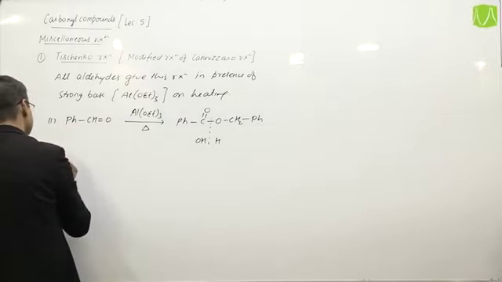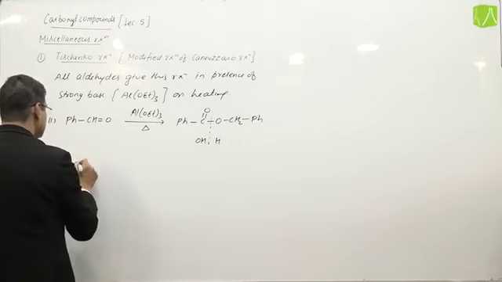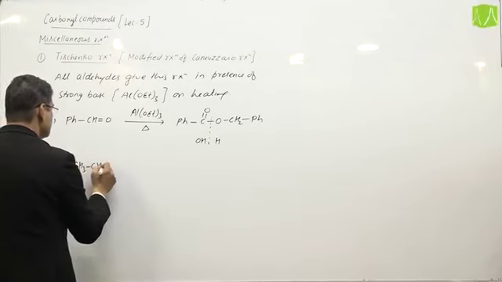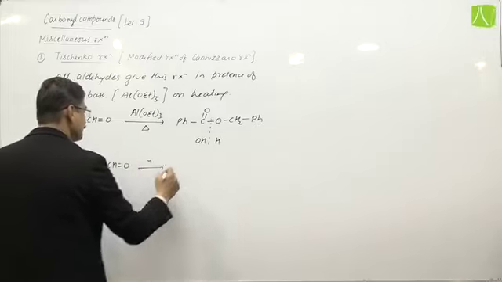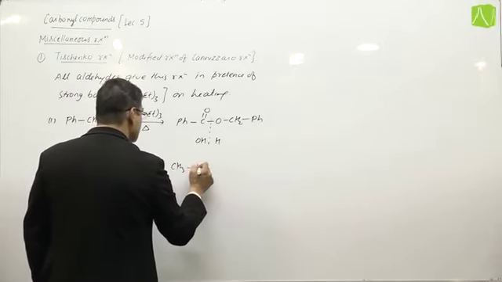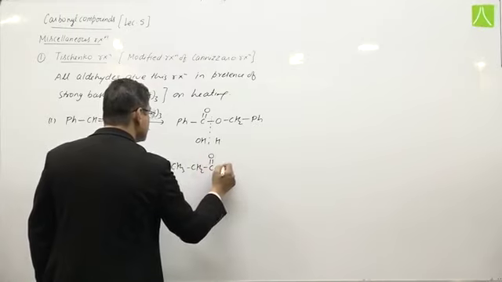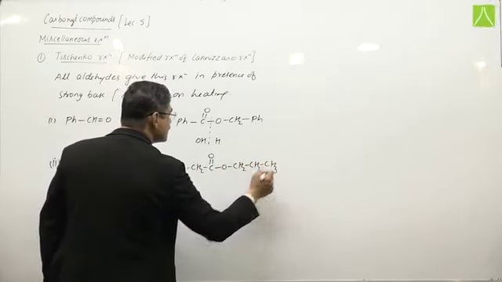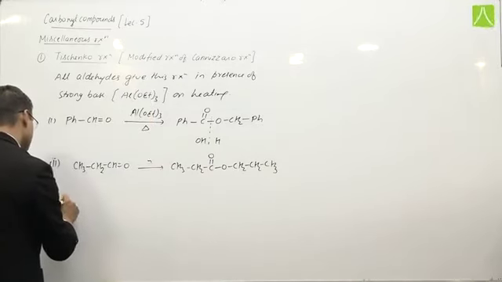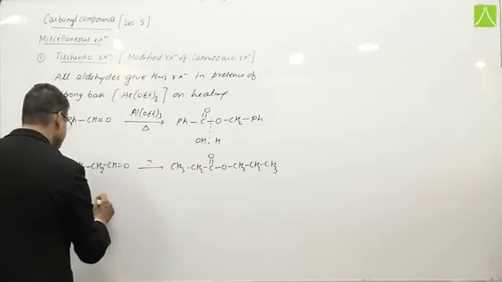Now come to the second. CH3CH2CHO, then CH3CH2CO OCH2CH2CH3. This is the product. Now third example is like this.